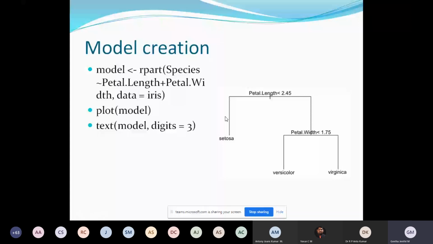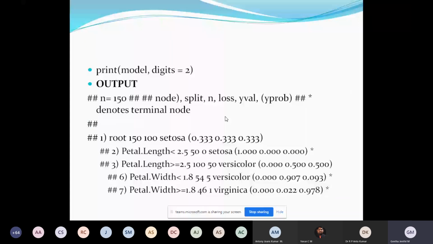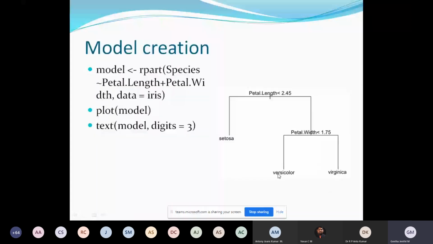So after creating a model, I'm going to display the rules. The CART model generates the rules. Here, petal length less than 2.5 means our model says Setosa. Some asterisks are there, and the asterisk denotes the terminal nodes. Here, 3 terminal nodes are there: one is Setosa, second is versicolor, third is virginica.